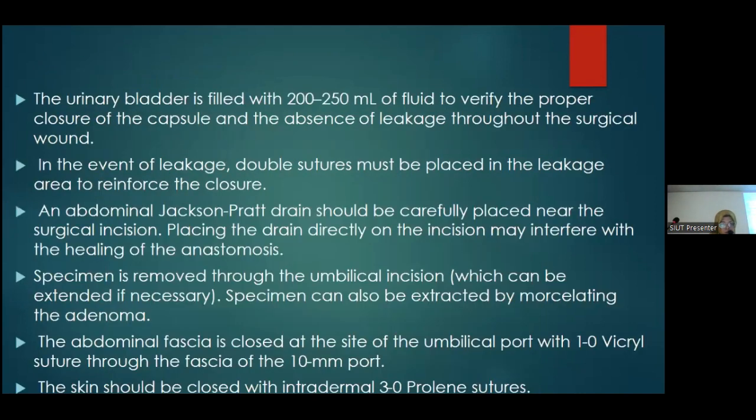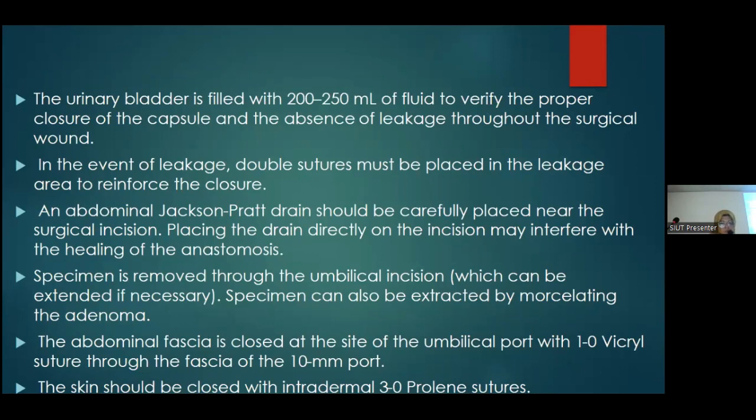After the closure of the prostatovesical incision, the urinary bladder is filled with 200 to 250 ml of fluid to verify the proper closure of the capsule and the absence of leaking throughout the surgical wound. In the event of leakage, double sutures must be placed in the leakage area to reinforce the closure. An abdominal Jackson-Pratt drain should be carefully placed near the surgical incision. Placing the drain directly on the incision may interfere with the healing of the anastomosis.